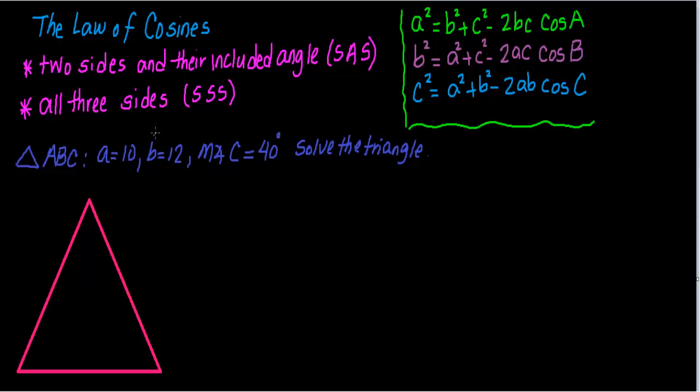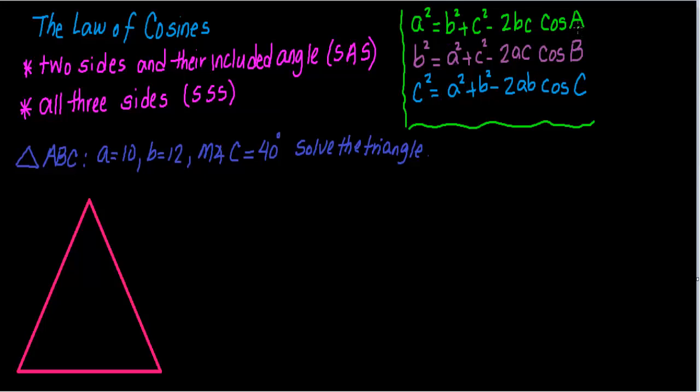This video is on the law of cosines. Here to the right, I have the three equations that we use for the law of cosines. A squared equals b squared plus c squared minus 2bc cosine of A. All these small letters, little a, little b, little c, they all refer to the sides of the triangle.